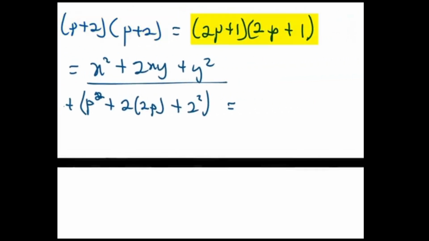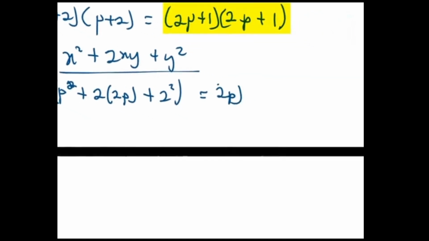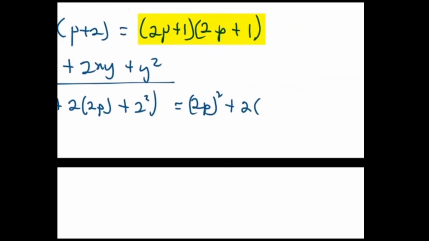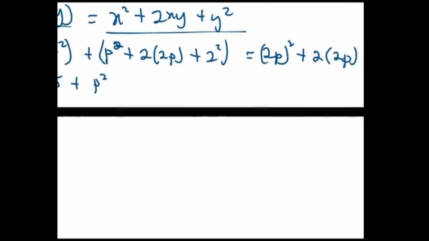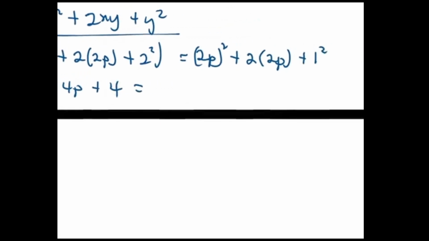Then the first term squared, which is 2P all squared, plus twice the product of the two terms, which is 2P times 1, which will give us 2P, plus the last term squared, which is 1 squared. So let's simplify this. P squared will give us P squared, 2 times 5P will give us 10P, plus 5 squared is 25, plus P squared is the same as P squared. 2 times 2P will give us 4P, plus 2 to the power 2 will give us 4. It's equal to 2P squared.